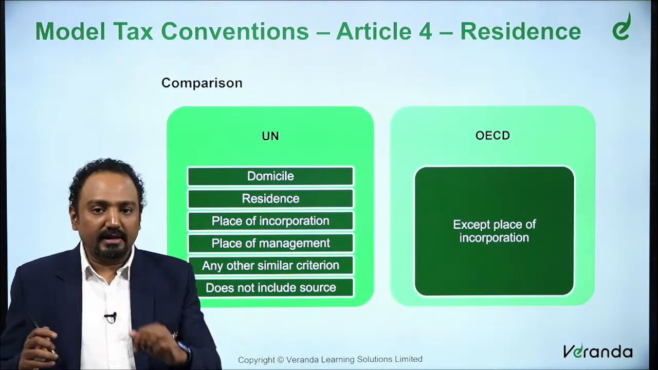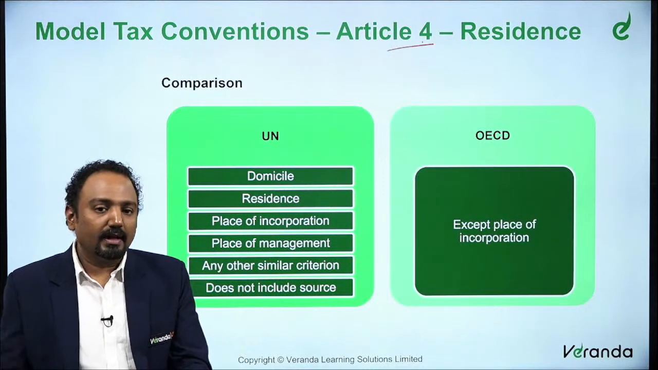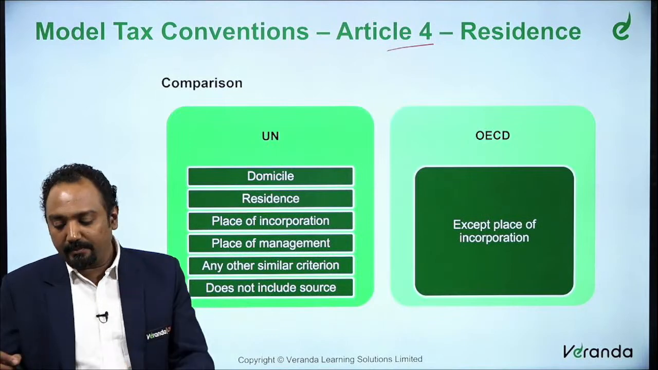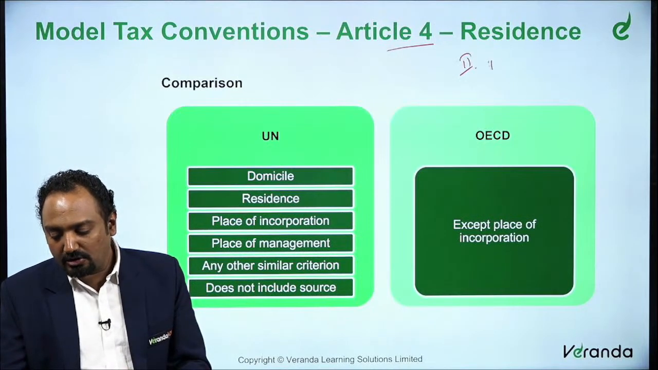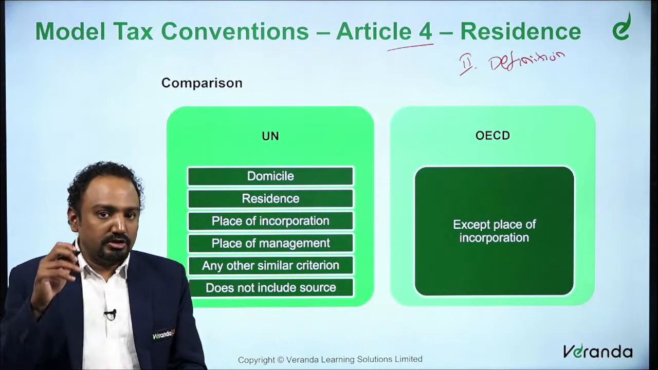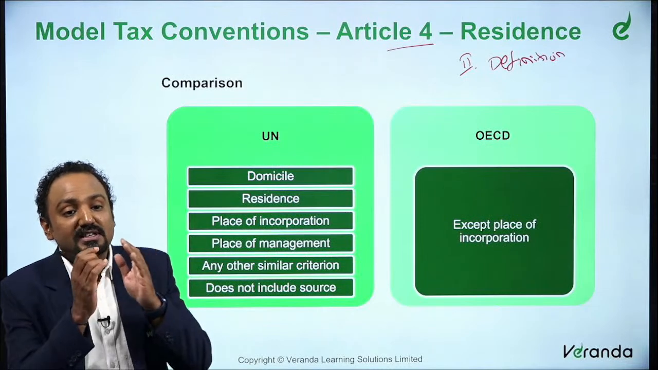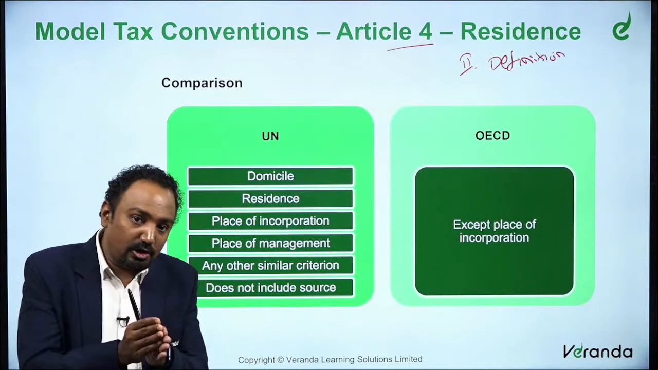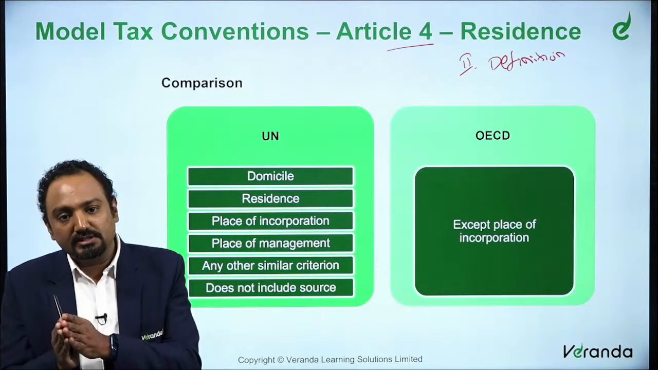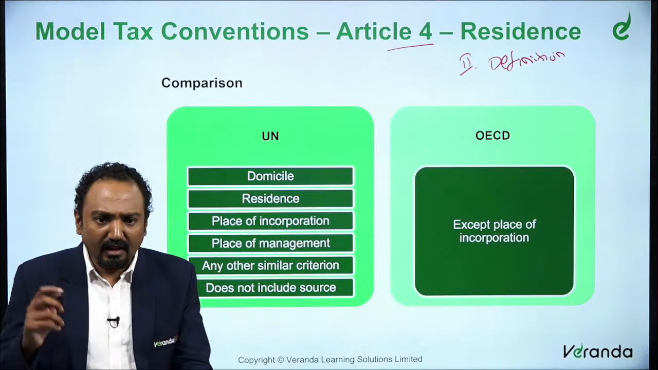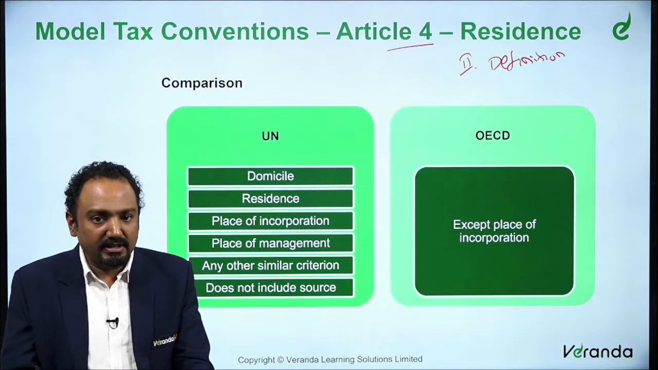So now what we are going to understand is Article 4. Article 4 is about residence. So the second chapter, which talks about definitions, right? In that we have Article 4, which talks about residence, the definition for residence. So how is residential status determined per the United Nations, per the OECD? So in these two templates, how is it decided? We will first see based on United Nations.